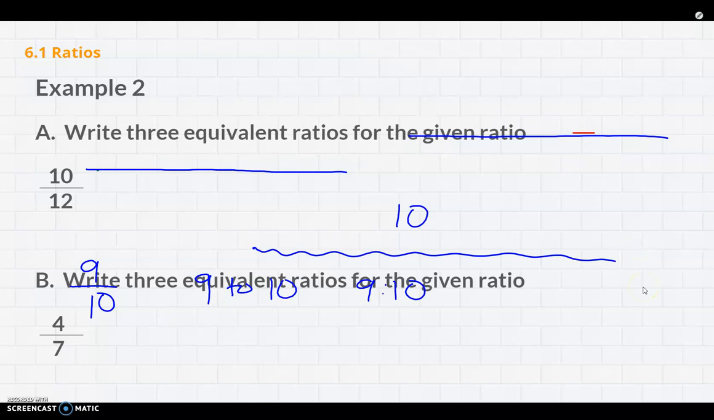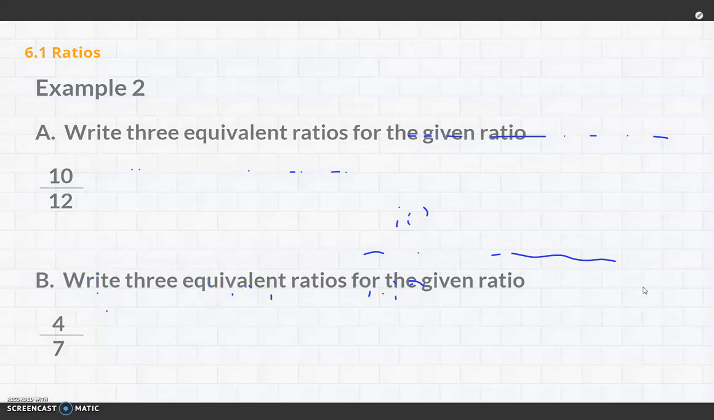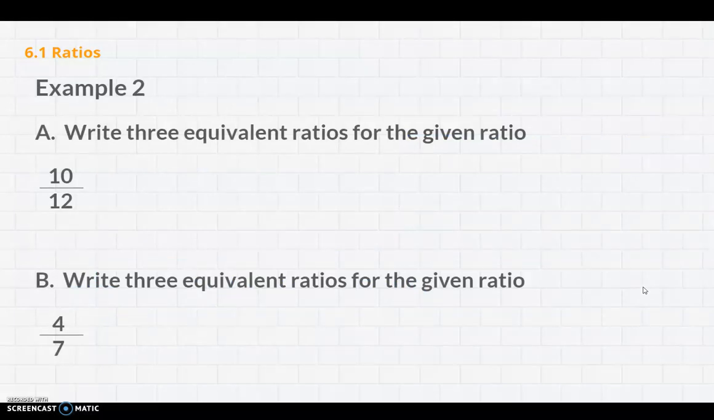And then another thing you'll be expected to do is write equivalent ratios for the given ratio. So I'm given 10/12, and I want to give 3 more ratios that are equivalent to 10/12. Now, if you look back in the notes, I said you should jot down that you can find an equivalent ratio by just multiplying or dividing each quantity by the same number. So I'm going to start with maybe dividing. I could divide both 10 and 12 by 2.